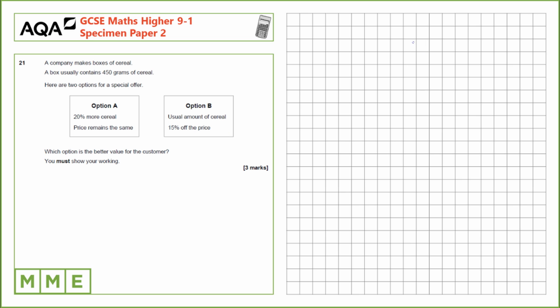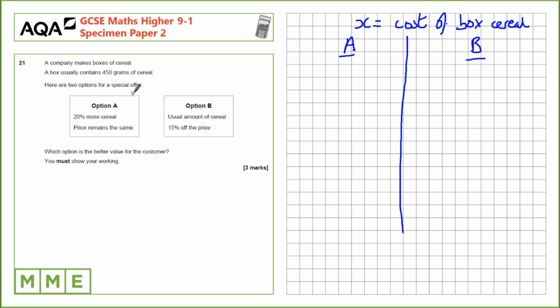3 marks. So we need to consider both of these in separate instances. The way we're going to try and do it is to figure out what the value of 1 gram of cereal is for each option, and then we can compare the two and see which is the better value. The cheapest gram is the one that we want to go for. First of all, we're going to say x is the cost of a box of cereal, because we don't actually get given that in the question, so we've got to assume it.